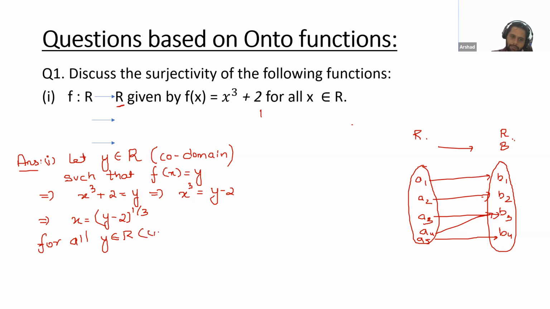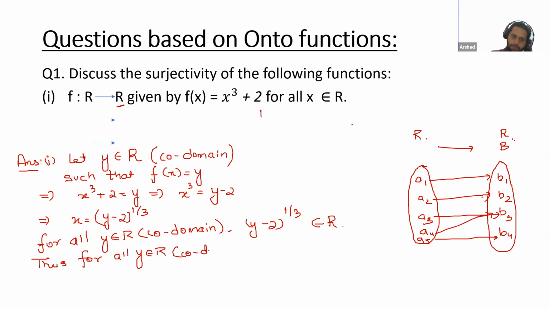Again, we are selecting this from the codomain. For all y belongs to R, (y minus 2) power 1 by 3 belongs to R. We are saying that if we put any real number in place of y, this complete expression will give us a real number. So we will write: for all y belongs to R, that is from the codomain, there exists x equal to (y minus 2) power 1 by 3 belongs to R such that, what is this R?